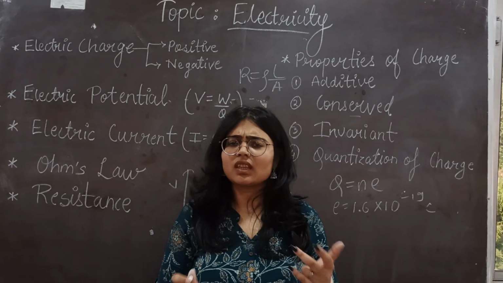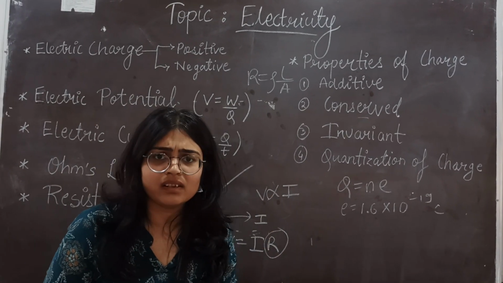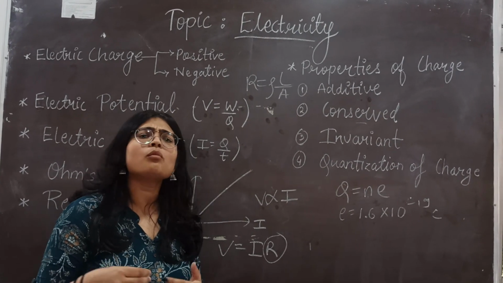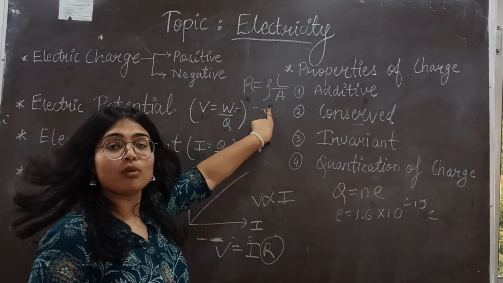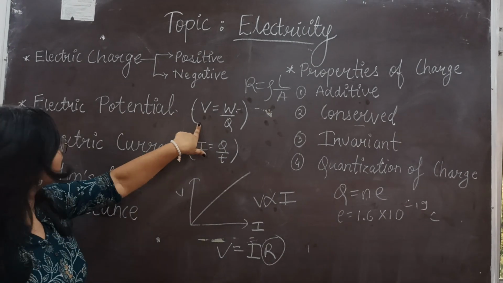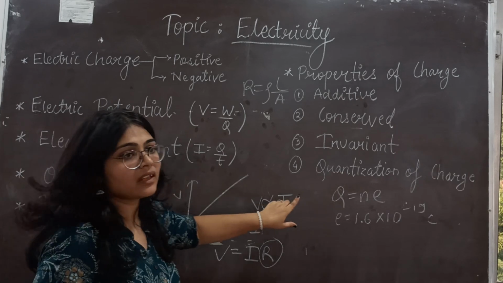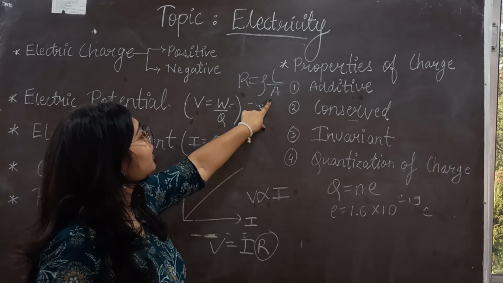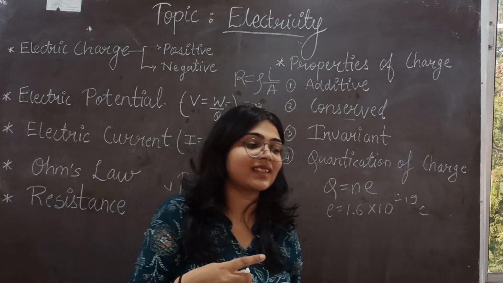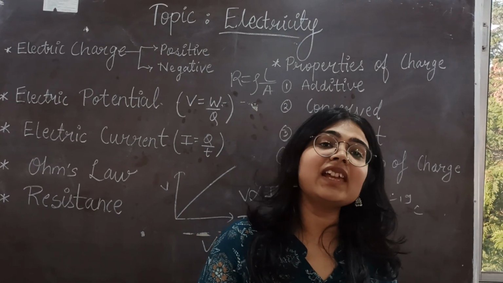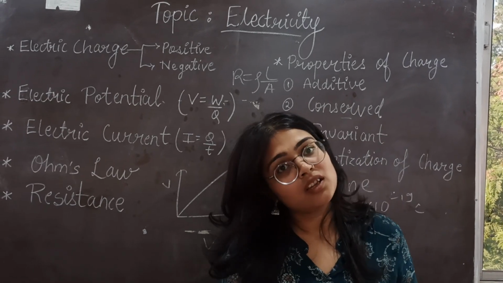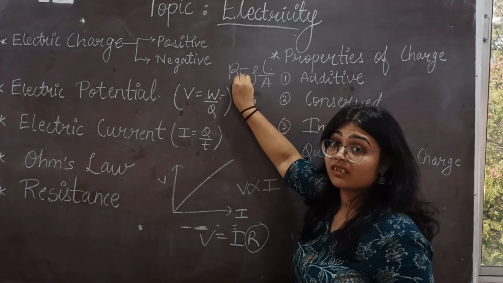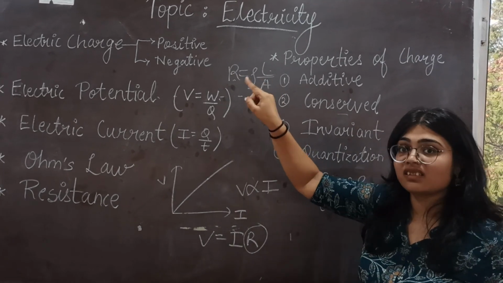That is it. So basically, if we solve a numerical, we will require these formulas. So here we learned about 4 formulas: R is equal to rho L by A, V is equal to W by Q, I is equal to Q by T, and Q is equal to NE. Now, if someone tells me the area got doubled, what will be the effect on resistance? If the length got doubled, then what will be the resistance? You can signify this: if length is increased, resistance will increase. But if the area is increased, resistance will decrease.